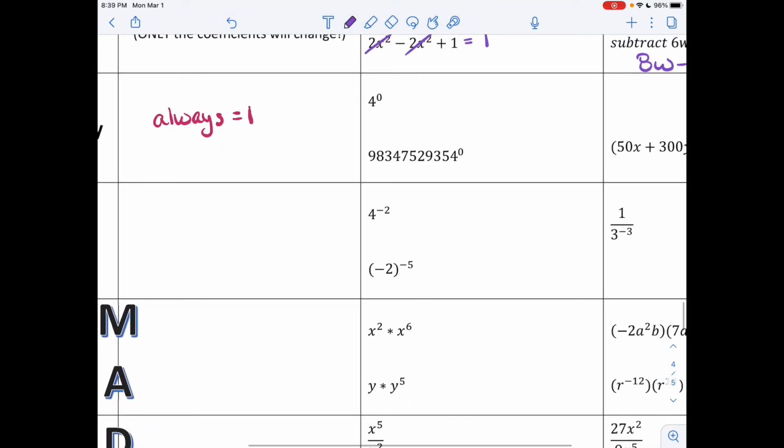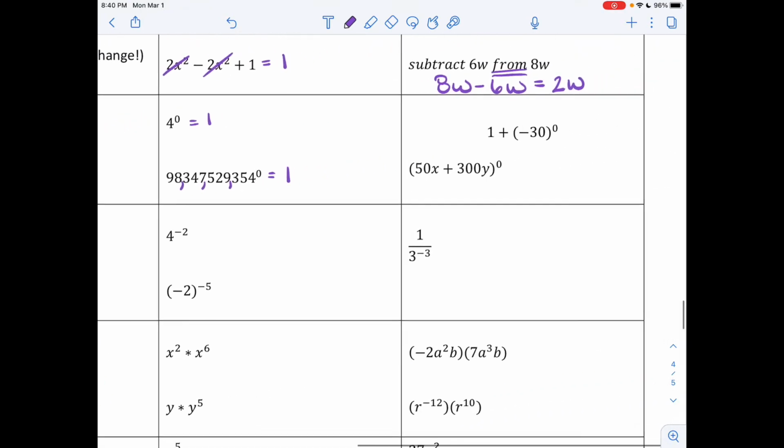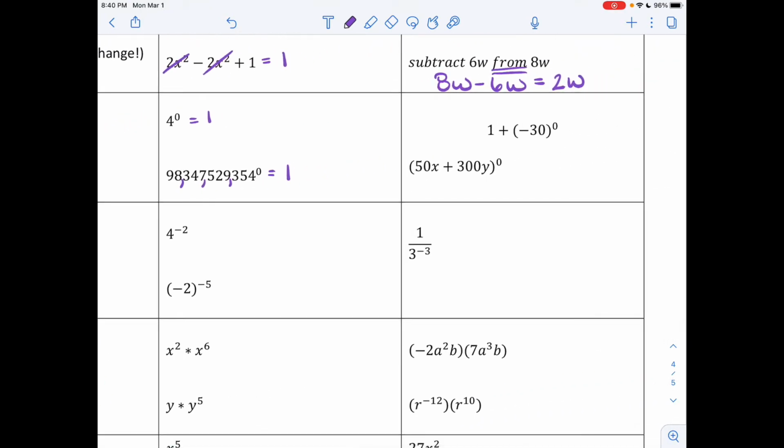So 4 raised to the 0 power is 1. This great big number, something a little over 98 billion, I think that is, but raised to the 0 power is still equal to 1. You can prove that to yourself by putting one of these in your calculator. Just pick some great big random number and raise it to the 0 power, and you'll see that it ends up being 1. Let's take a look at these more challenging examples.